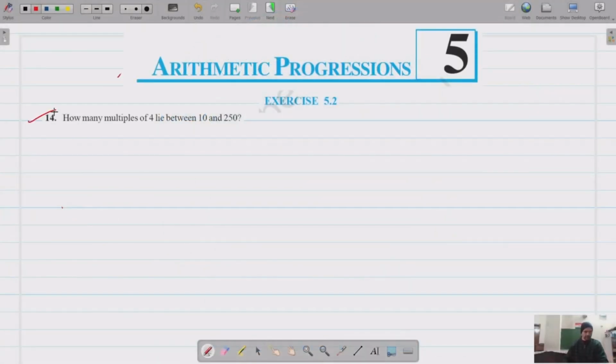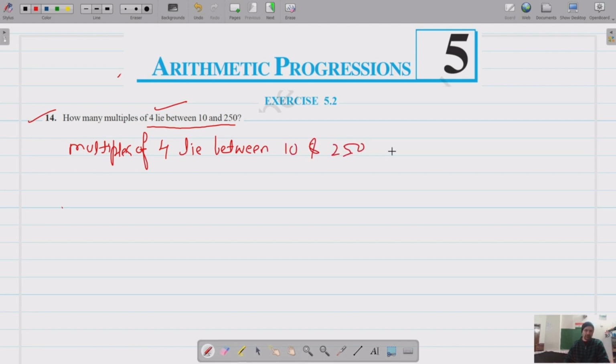So coming on to question number 14, it says: how many multiples of 4 lie between 10 and 250? The first multiple of 4 after 10 is 12. So the multiples of 4 that lie between 10 and 250 are 12, then 16, then 20, then 24, and we have to go up to 250. 250 is not divisible by 4, but 248 is. So the last one between 10 and 250 is 248.